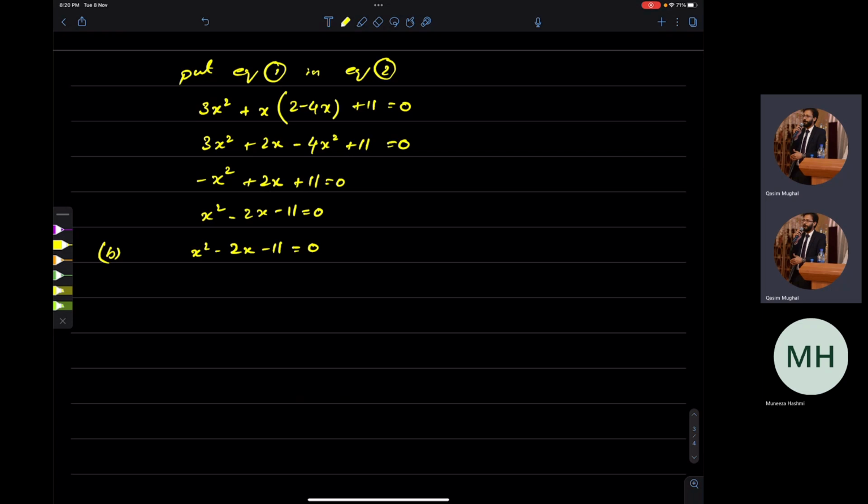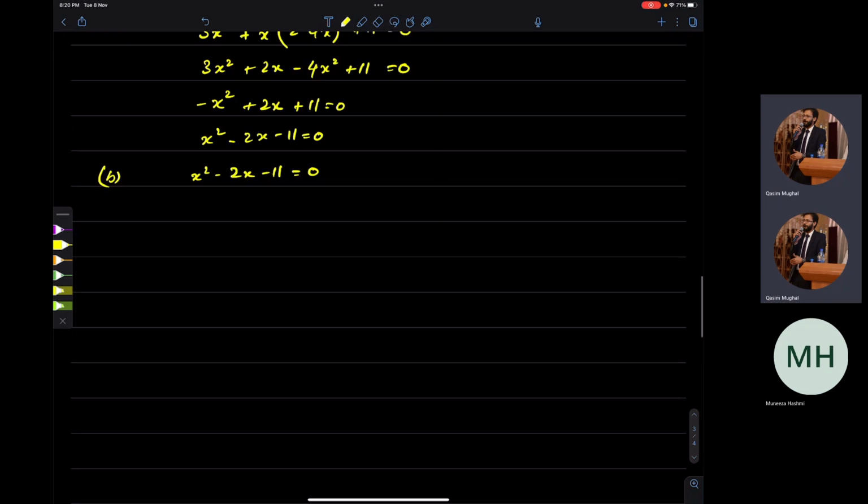Minus 11 for the constant, and the sum of the two should be minus 2. 11 is a prime number. It's got just one pair of factors, 1 and 11. So that's not going to give us negative 2. So the only way out is to solve it by using the quadratic formula.